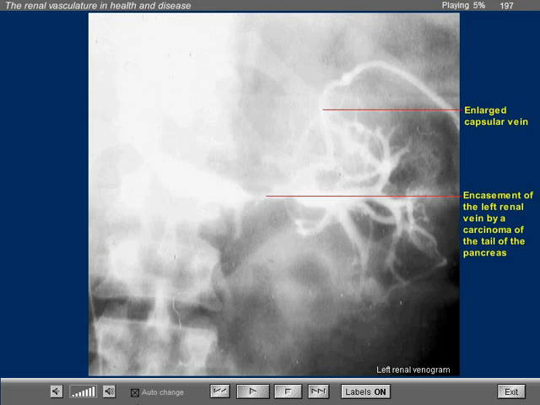This is a selective left renal venogram of the same patient with a carcinoma of the tail of the pancreas. Note that there is encasement of the left renal vein. Another sign that we could have expected would be notching of the ureter, and that may happen if the patient lives long enough to cause distension of the perirenal venous plexus. Note that there is a large capsular vein coming off the upper pole of the left kidney.